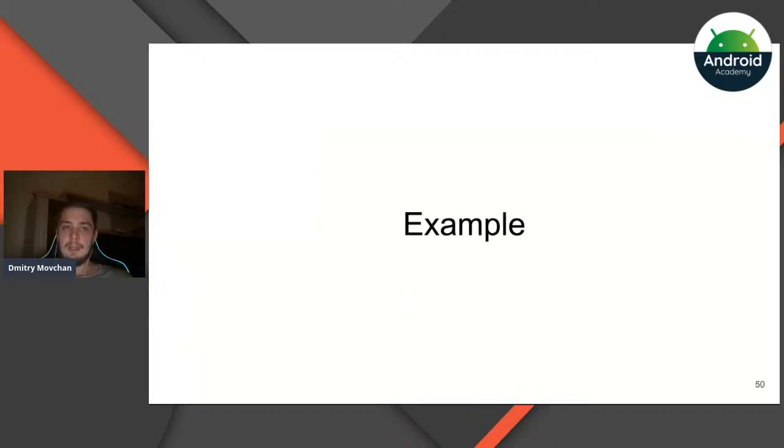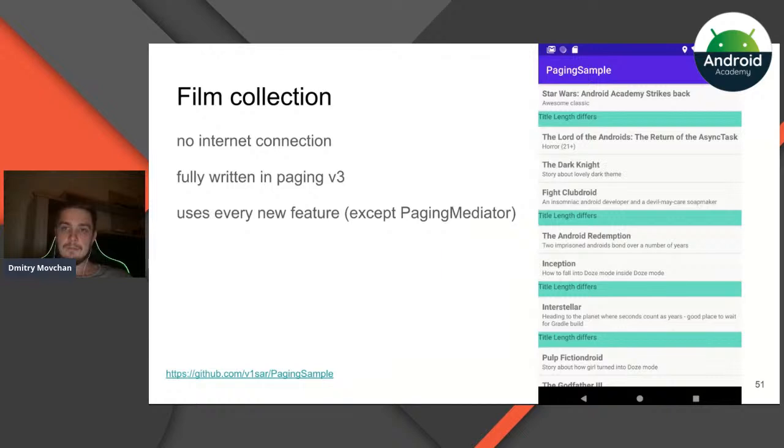So I have prepared a simple example. This is a list of films, especially for Android developers. It's a really simple application without any data loaded from the internet, no database, and so on. It's fully written on Paging Library version 3, and it uses almost every new feature of Paging Library version 3, except the paging mediator. You can see the link for this application at the bottom of the slide.